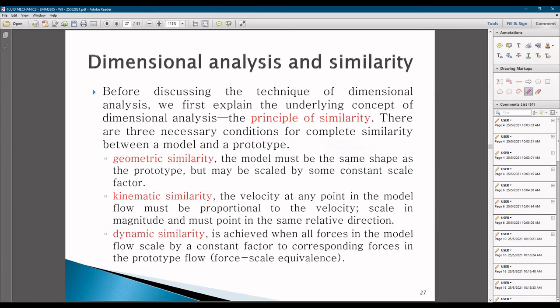Okay, before discussing the techniques of dimensional analysis, we first explain the underlying concept of dimensional analysis, which we often call the principle of similarity. There are three necessary conditions for complete similarity between a model and a prototype. Okay, this is very important. This part is really, really important. The first one, the geometric similarity. The model must be the same shape as the prototype, but may be scaled by some constant scale factor.